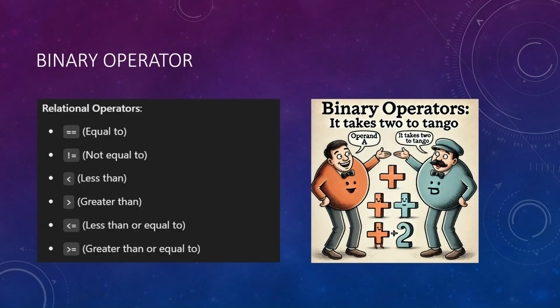The second on the list is relational operators. Even in the relational operators, we will be working on two operands. Relational operators will compare two values and return a Boolean result, either true or false. These are essential for decision making in our programs.